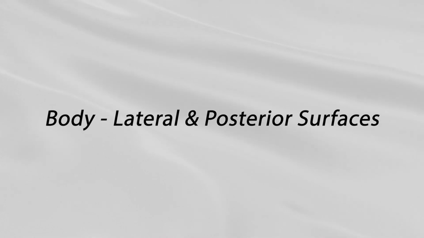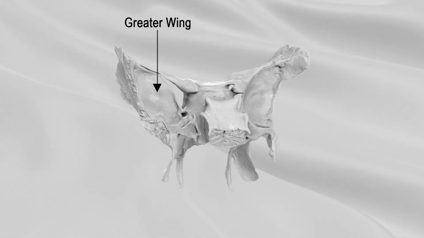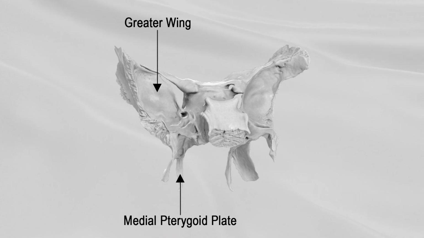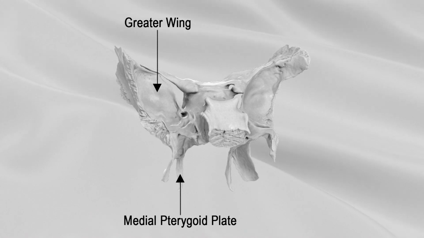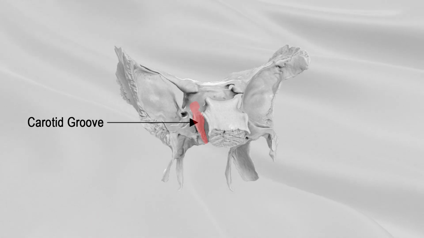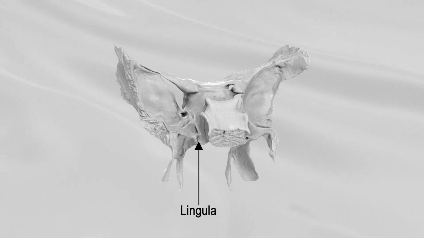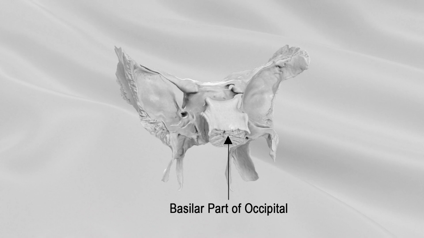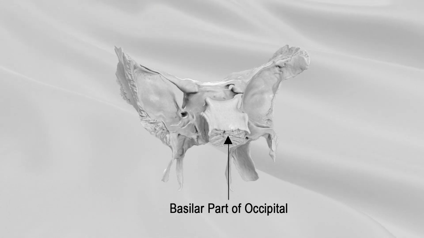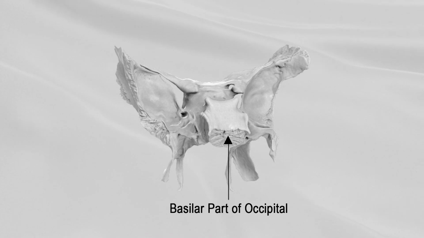Body, lateral and posterior surfaces. The lateral surfaces of the body are united with the greater wings and the medial pterygoid plates. Above the attachment of each greater wing is a broad and curved groove, named the carotid groove, which lodges the internal carotid artery and the cavernous sinus. Along the posterior part of the lateral margin of this groove, in the angle between the body and greater wing, is a ridge of bone, called the lingula. The posterior surface is quadrilateral in form and articulates with the basilar part of the occipital bone.